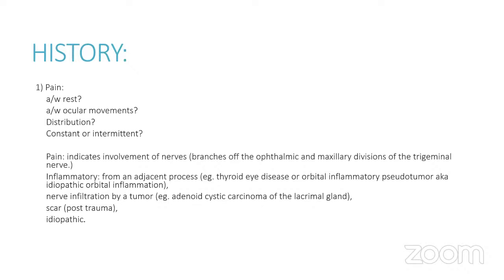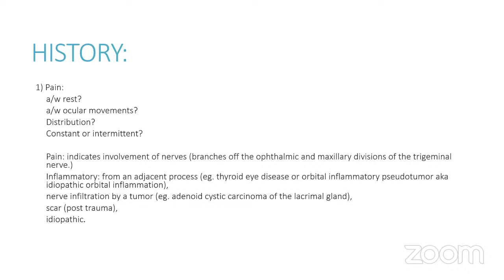So, whether the pain is associated with rest, associated with any ocular movements, the distribution of pain, and whether it is constant or intermittent. In case of pain, it indicates involvement of the nerves. The branches of the ophthalmic and maxillary division of the trigeminal nerve are usually involved. It could be because of an inflammatory process from an adjacent area, like thyroid eye disease or orbital inflammatory pseudotumor, also known as idiopathic orbital inflammation.